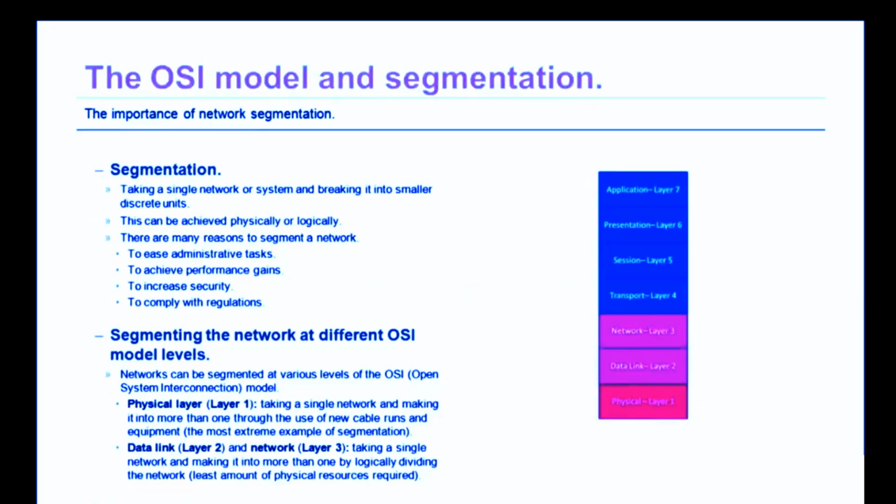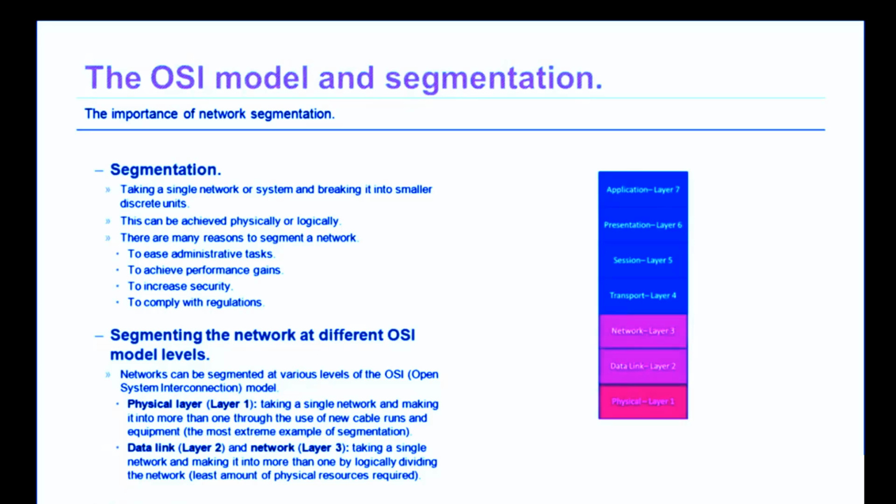So what is segmentation? Well, it's taking a single network or system and breaking it into smaller discrete units. This can be achieved physically or logically. There are many reasons why you might want to segment a network. Some of them could include to ease administrative tasks, to achieve performance gains, to increase security, or to comply with regulations. As I mentioned earlier, segmenting a network can be achieved physically or logically.